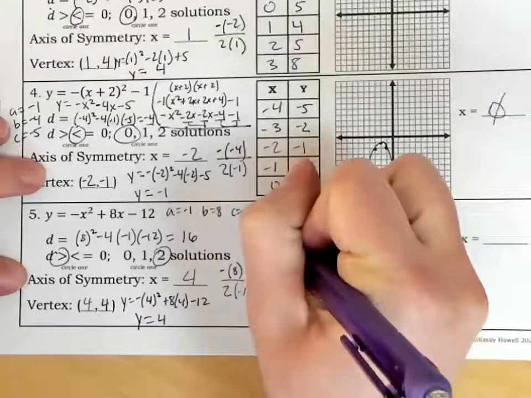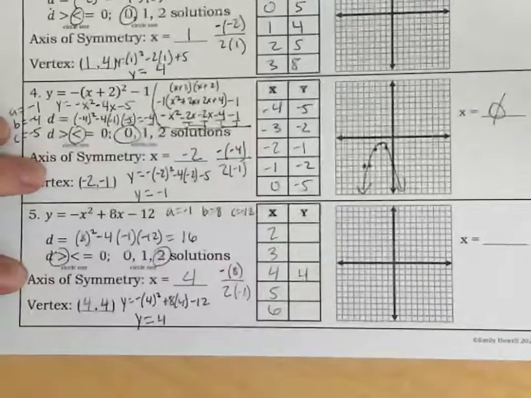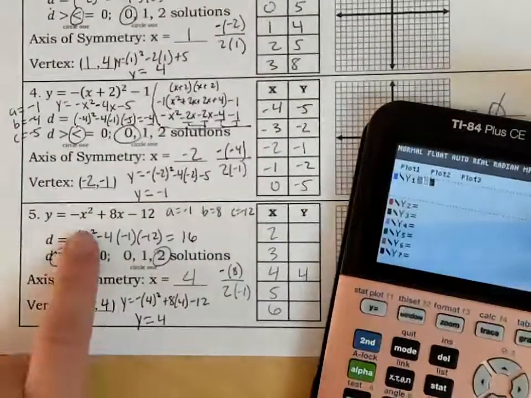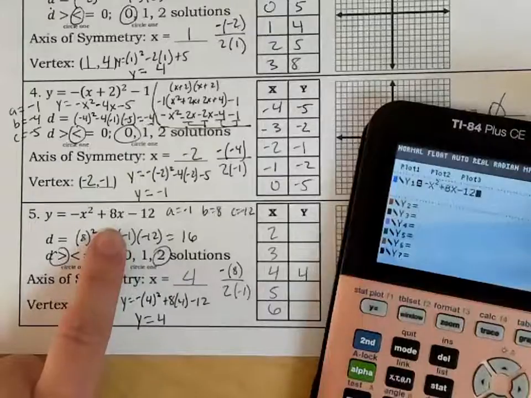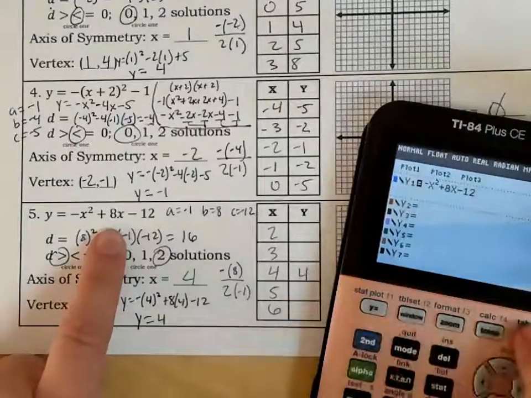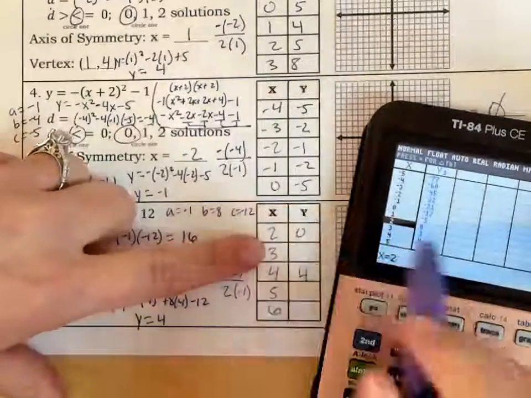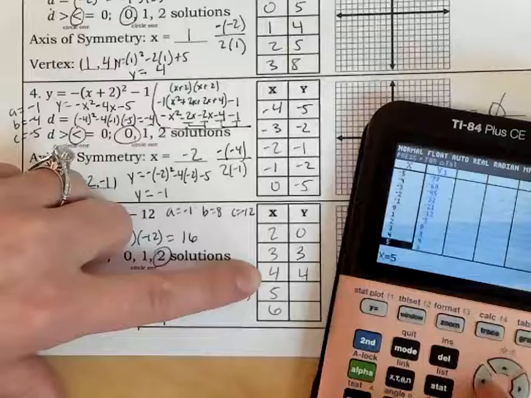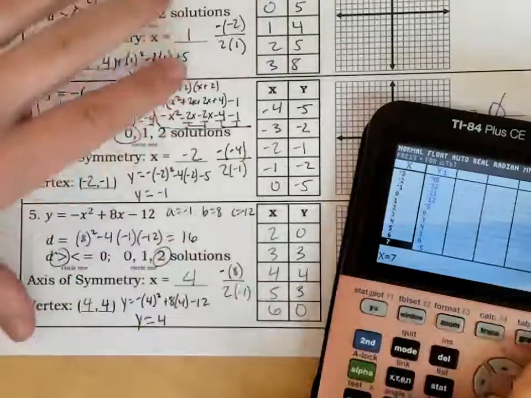We also need to do 2, 3, 5, and 6. And I'm just going to use our calculator to fill in the rest of that. So our y equals -x squared plus 8x minus 12. We go to our table. Let's see, 2 is 0, 3 is 3, 4 is 4, 5 is 3, and 6 is 0. That's what we're going to plot.